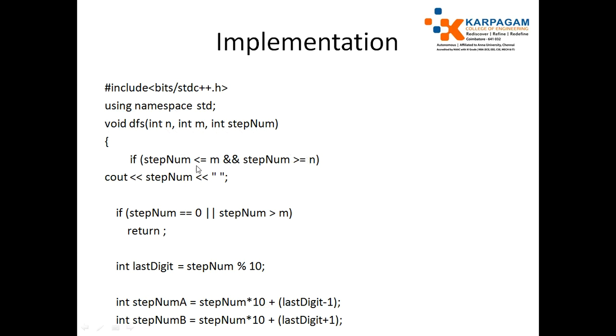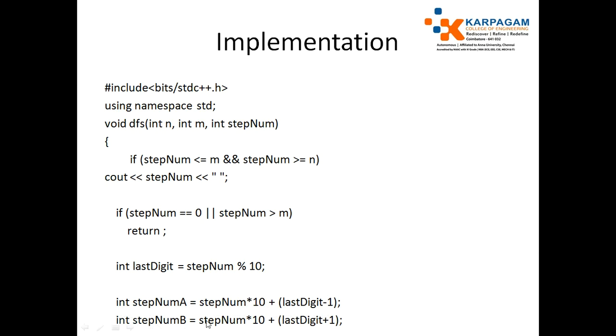So if the step number is less than or equal to m, the upper range, or the step number is greater than or equal to n, simply we are able to print the value. Or if the step number is 0 or it goes beyond the range, you are able to return it. Else, I think this is very important. So last digit, through a mod function, you try to track those last digit, and you can see here step num a is equated to step num into 10 plus last digit minus 1.